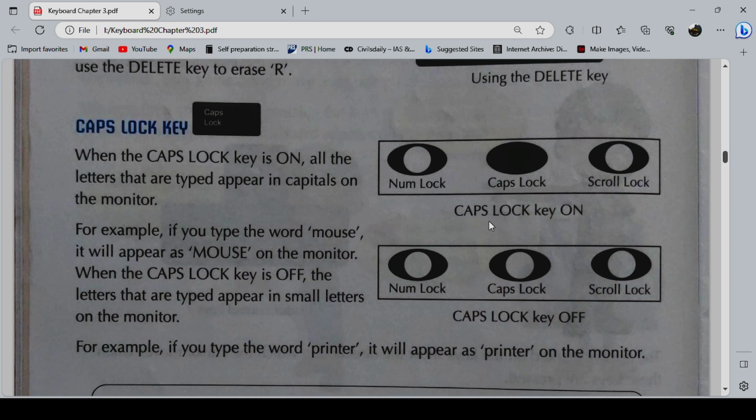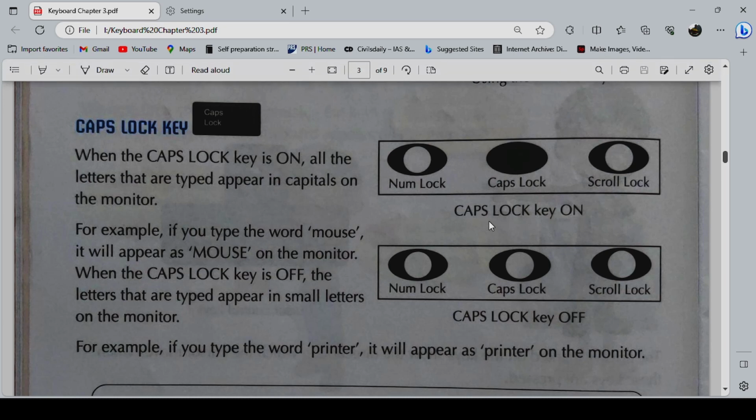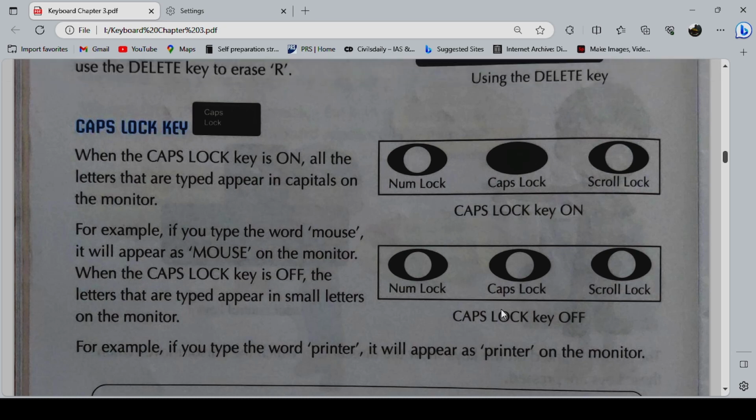And when this is off, look, I am turning it off now. The caps lock key is off. Now is the second case. When the caps lock key is off, the letters that are typed appear in small letters on the monitor. It will appear as mouse. This time, see, mouse. So we have caps lock capital letters MOUSE and small letters mouse. This is the difference when caps lock is on and when caps lock is off.